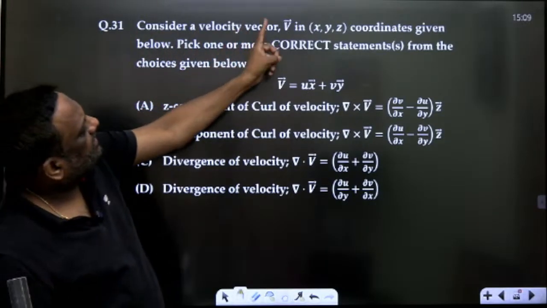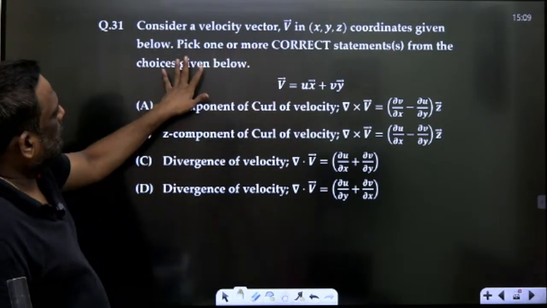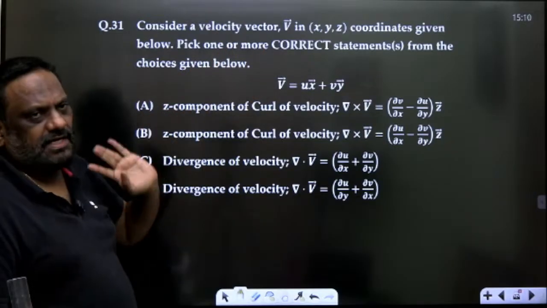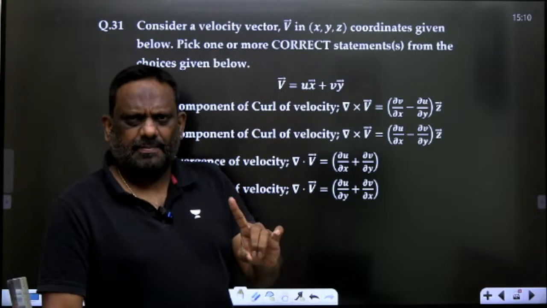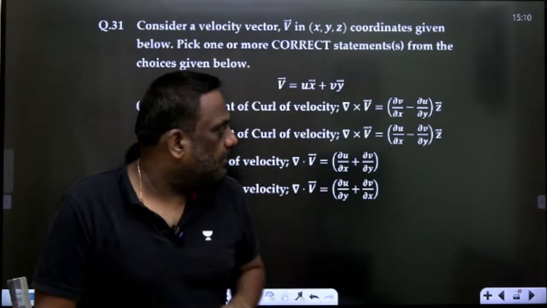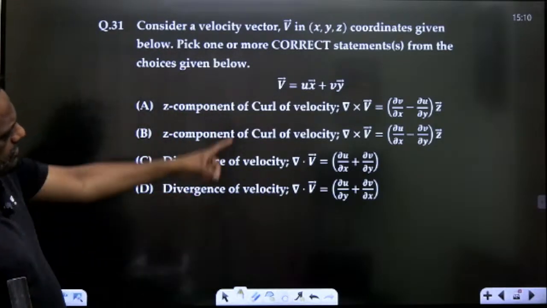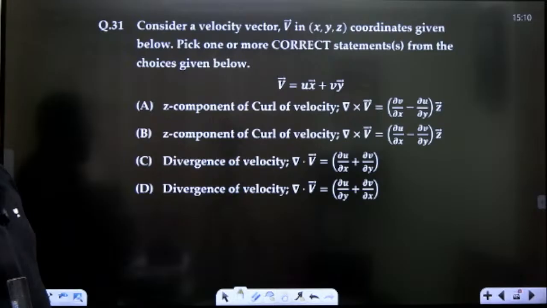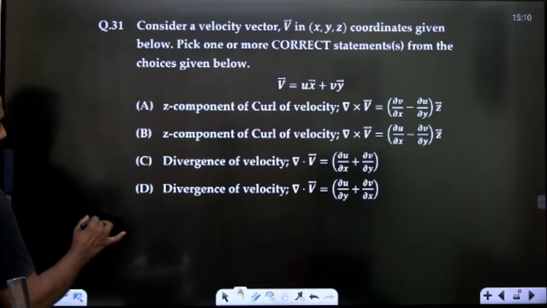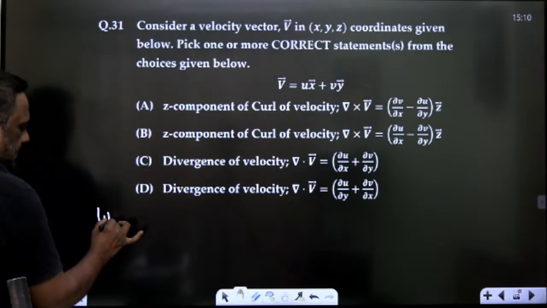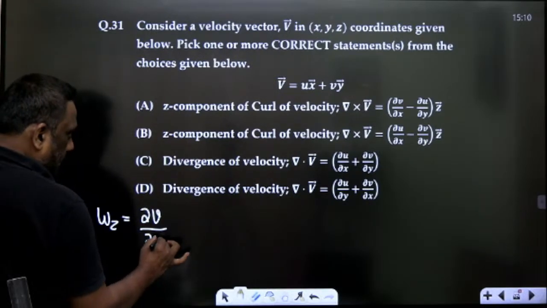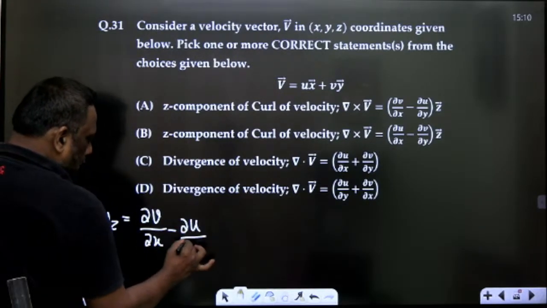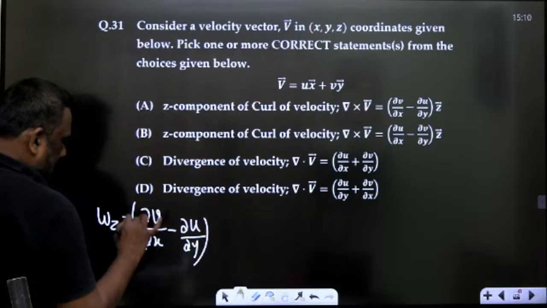Consider velocity vector V. X, Y, Z are coordinates. Pick one or more correct statement. Actually, आपको इसरो में तो एक ही ऑप्शन सेलेक्ट करना पड़ता, लेकिन मैं नॉलेज के लिए यहाँ पे दे रहा हूँ. Velocity is given as this. What is the Z component of vorticity? ओमेगा Z का क्या था सर? dou v by dou x minus dou u by dou y. याद है सर? This is omega z.